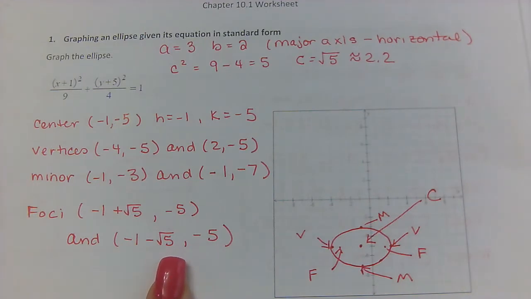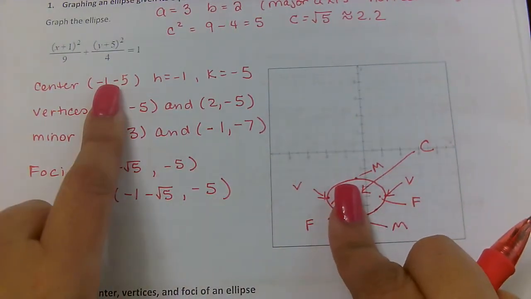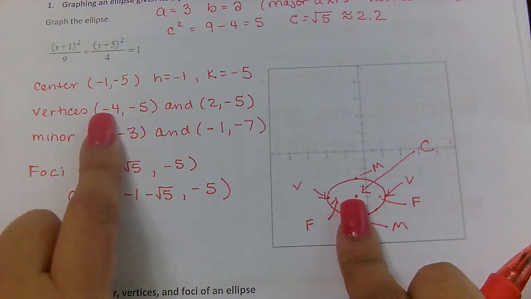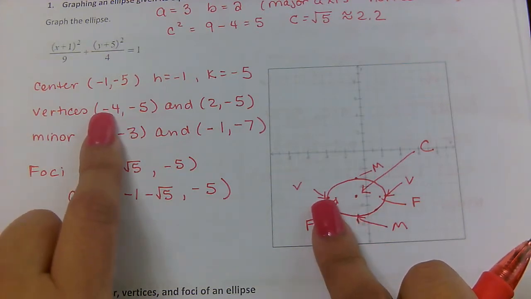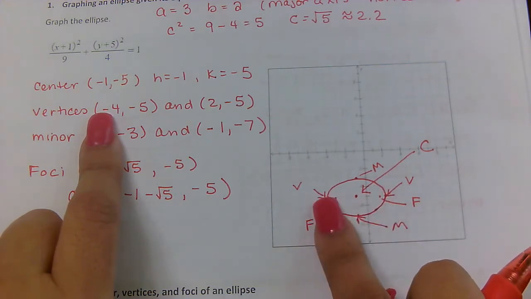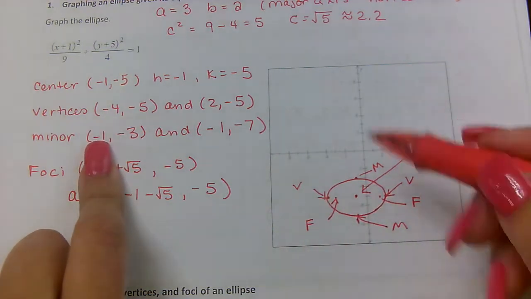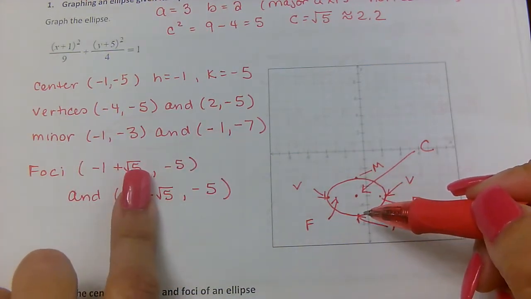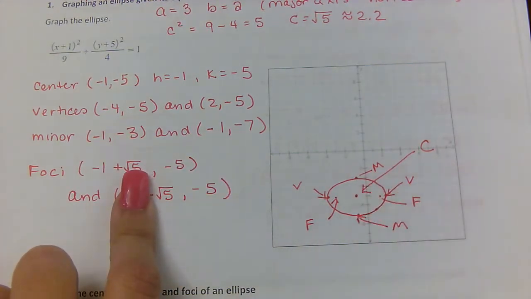So now I can go ahead and plot all my points. I start with the center, which is located here. Then I do the vertices, which is negative 4, negative 5, and 2, negative 5, which are here and here. I did my minor axis, which I found to be here and here, and then my foci is an approximation.